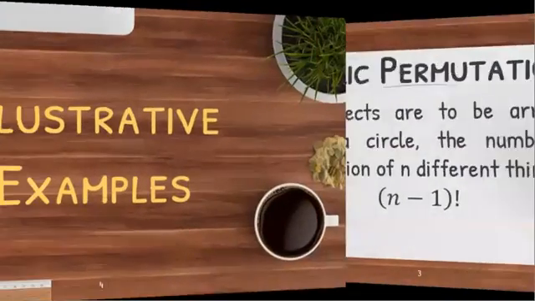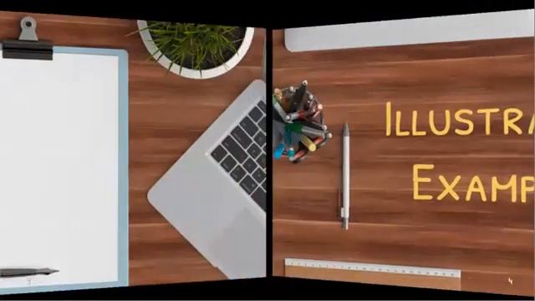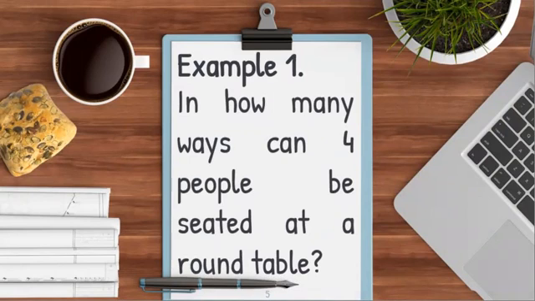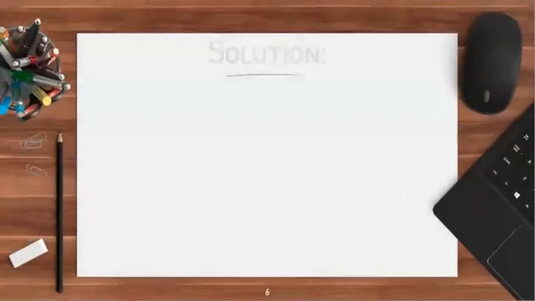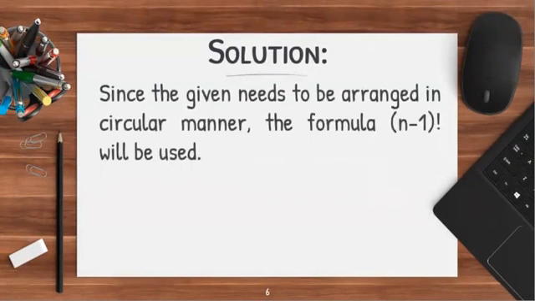So let's have the following examples for us to better understand the cyclic permutation. For example, number 1, in how many ways can 4 people be seated at a round table? So again po, in how many ways can 4 people be seated at a round table? Since the given needs to be arranged in a circular manner, the formula, the quantity of n minus 1 factorial will be used.